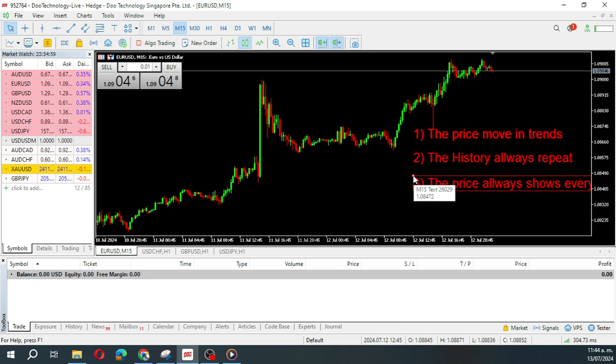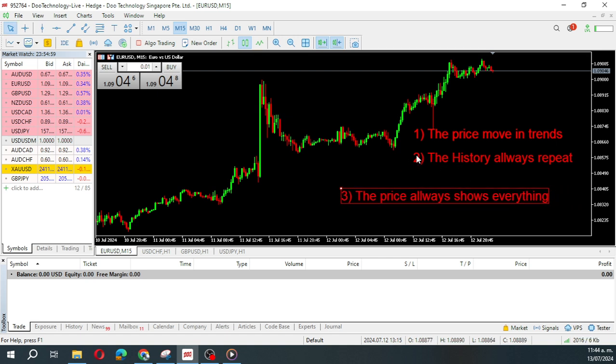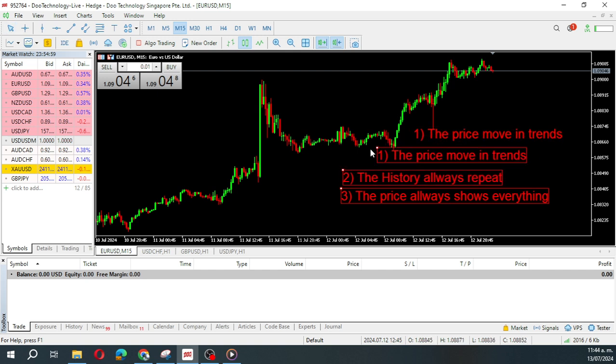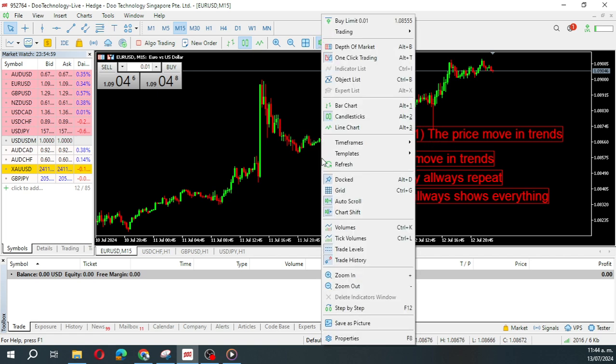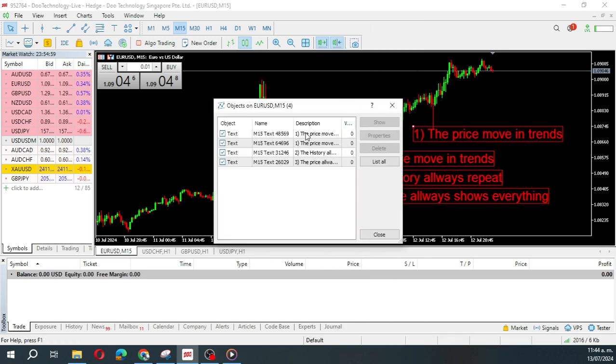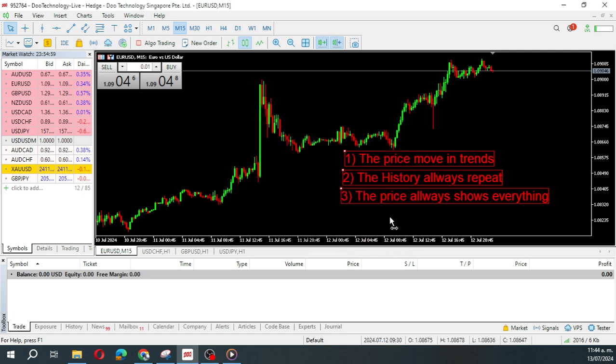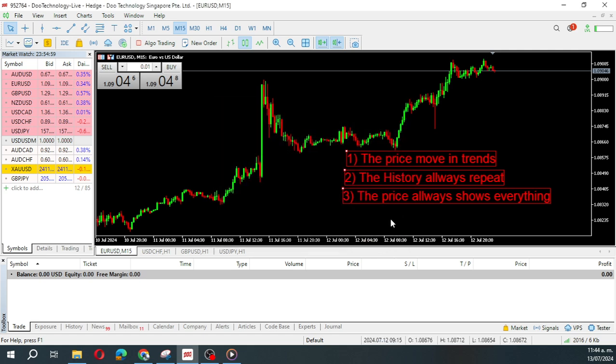Okay. This is the three basics, the fundamental basics about... I want to delete, so I select this. Time frame, refresh object list, so I want to delete the first one, and that's all.